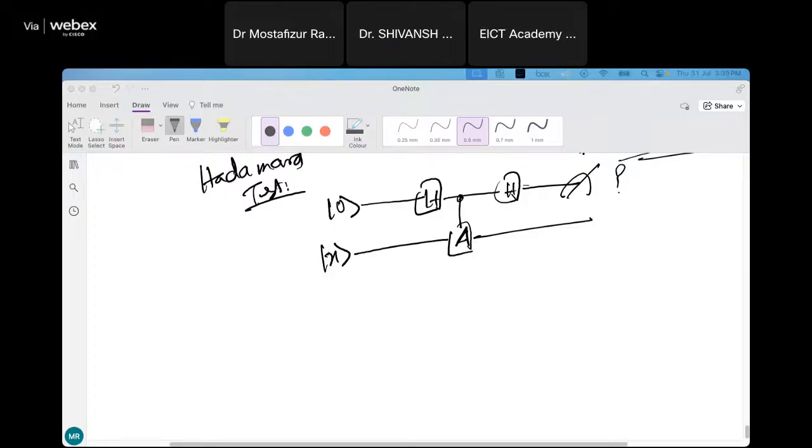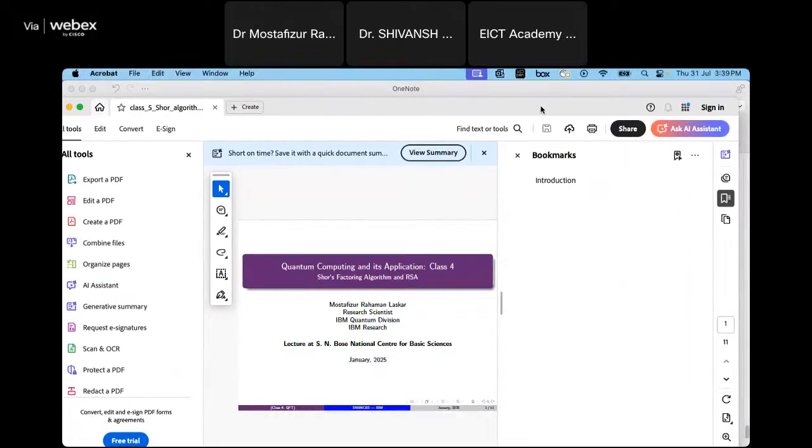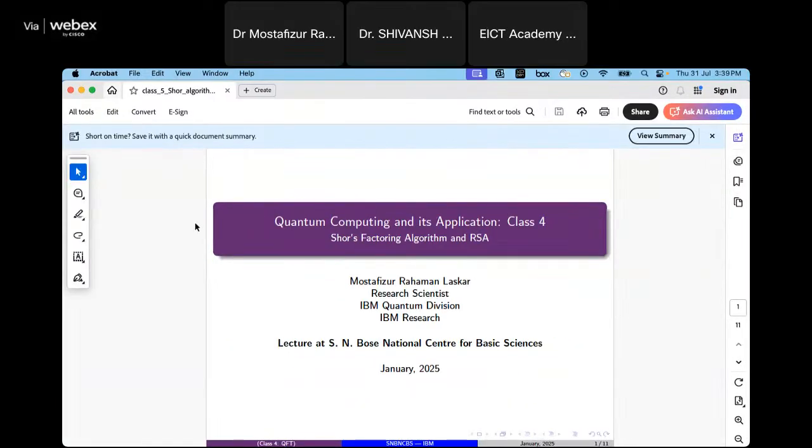Explain the practical applications. Okay. Maybe I can share this PPT, that might be helpful. So the question about the applications of Shor's algorithm is the same as asking what is the application of (a plus b) whole square, something like that.